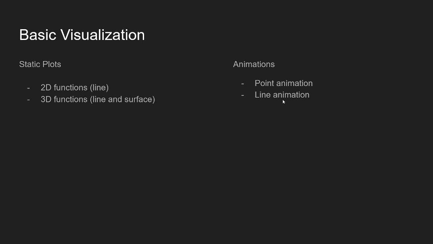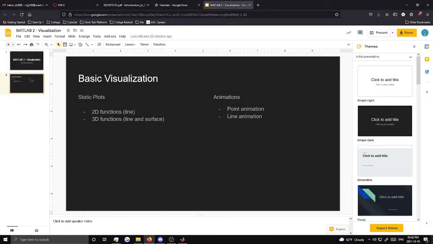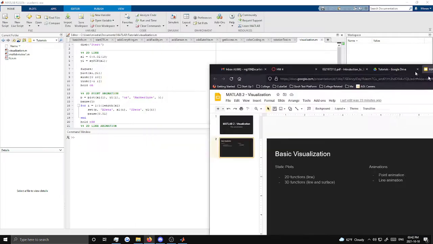The animations will be exclusively 2D, just because 3D animations are a little annoying and my computer's not that powerful. The two that we're going to look at are point animations, where we have a point tracing a curve, and line animations, where we have MATLAB drawing out the curve as it comes to it. Once again, nothing too complicated, just some basic stuff.